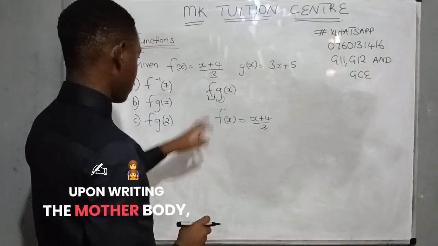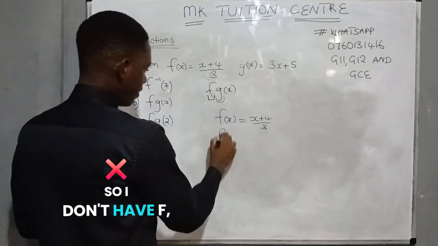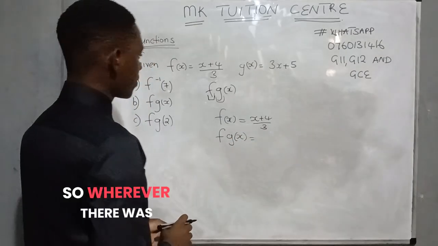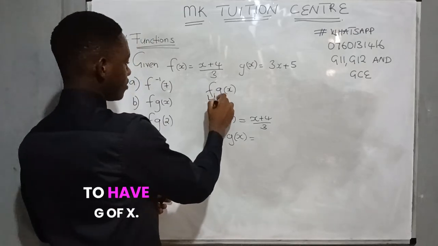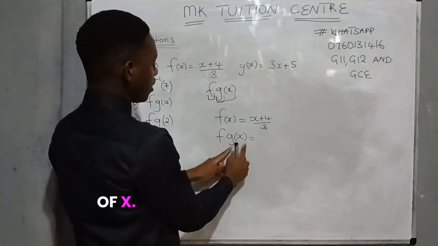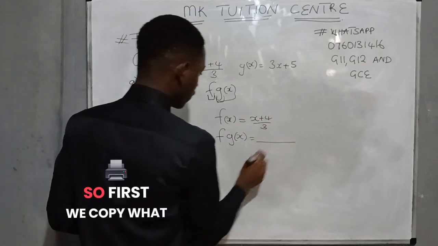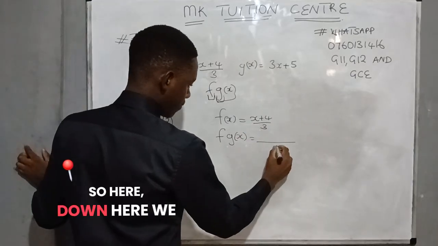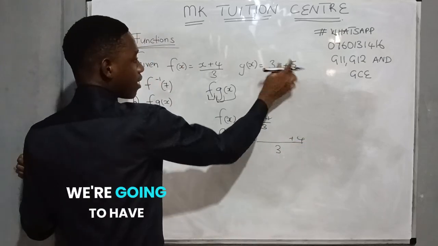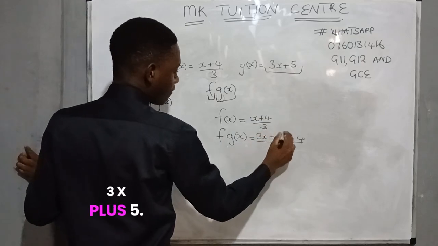Now upon writing the mother body, now children can come. So we're going to have fg of x. So wherever there was x, we're going to have g of x. Here we had x, we now have g of x, and here we have x, we're going to have g of x. So first we copy what we have. So down here we have 3, and here we have plus 4. Now where there was x, we're going to have this one. So we're going to have it here as 3x plus 5.